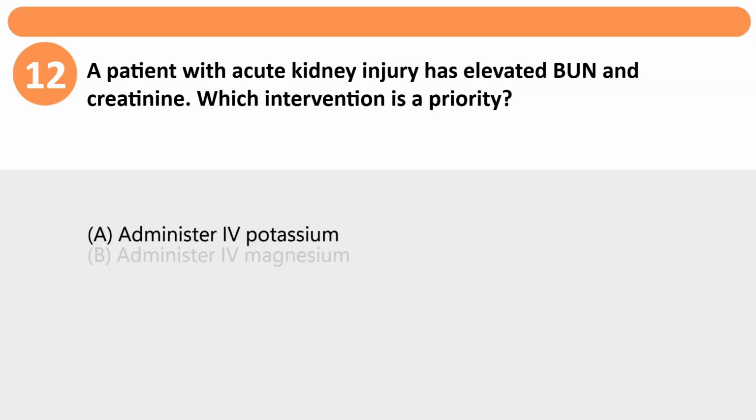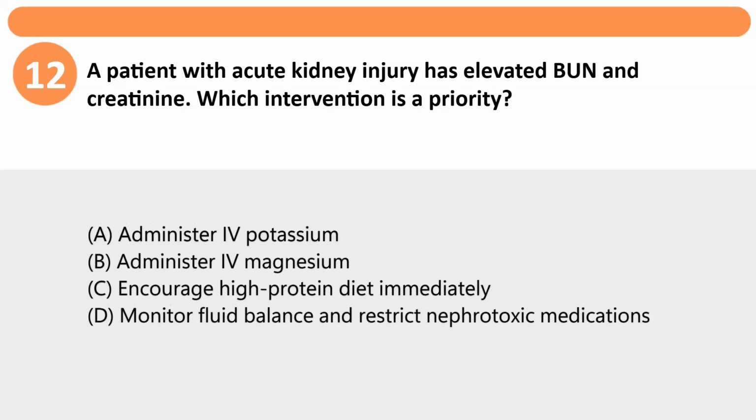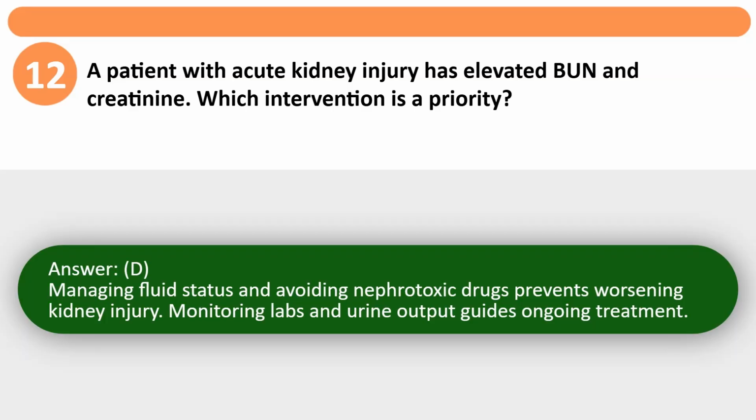A patient with acute kidney injury has elevated BUN and creatinine. Which intervention is a priority? A. Administer IV potassium. B. Administer IV magnesium. C. Encourage high-protein diet immediately. D. Monitor fluid balance and restrict nephrotoxic medications. Answer, D. Managing fluid status and avoiding nephrotoxic drugs prevents worsening kidney injury. Monitoring labs and urine output guides ongoing treatment.